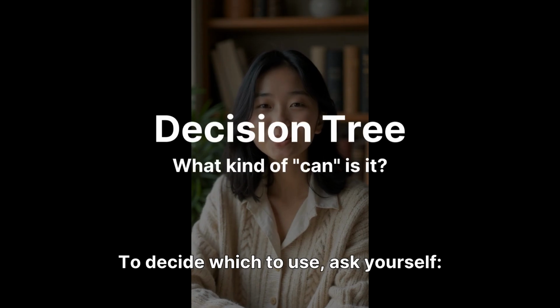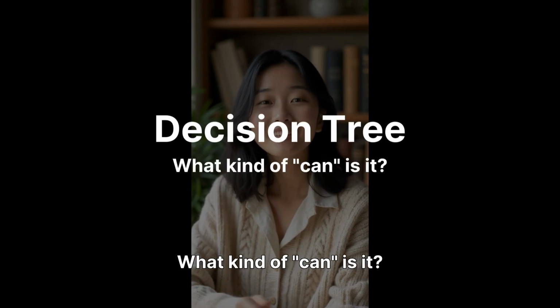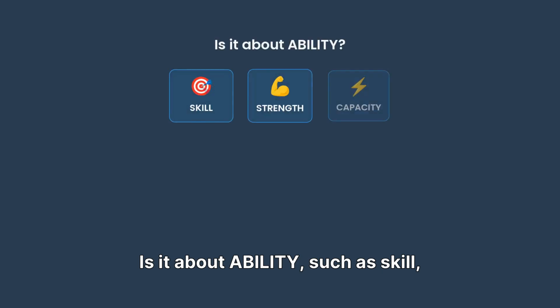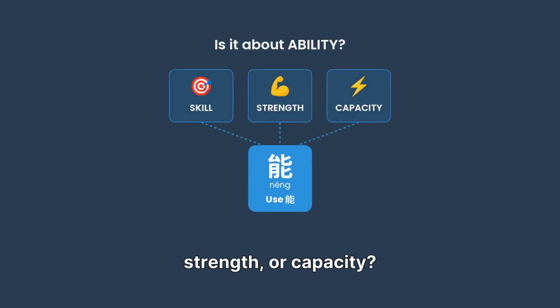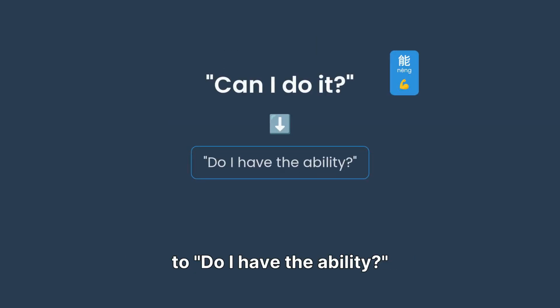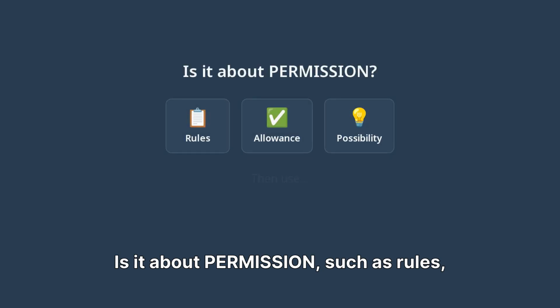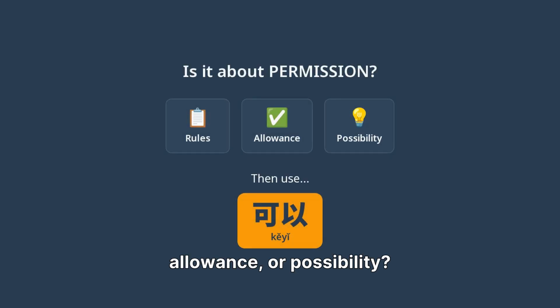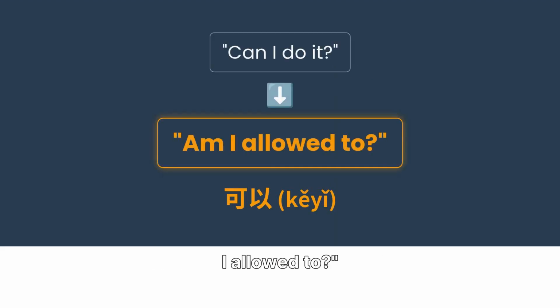To decide which to use, ask yourself, what kind of can is it? Is it about ability, such as skill, strength, or capacity? If so, use 能. This means, can I do it? Translates to, do I have the ability? Is it about permission, such as rules, allowance, or possibility? Then use 可以. Here, can I do it? Means, am I allowed to?